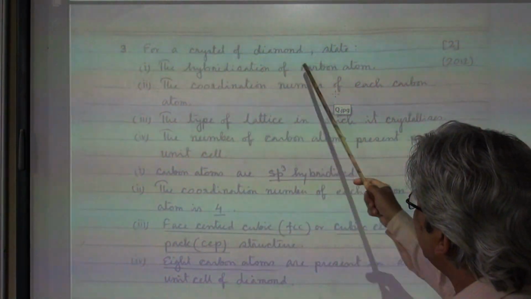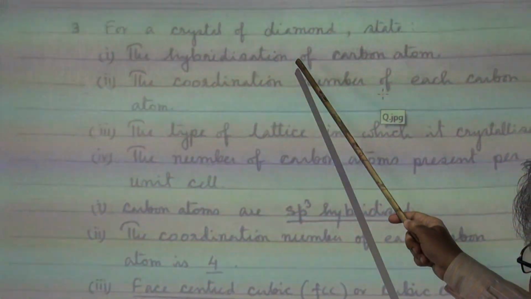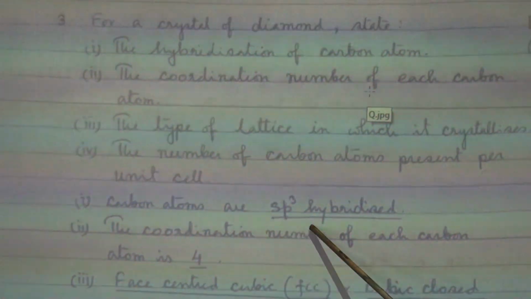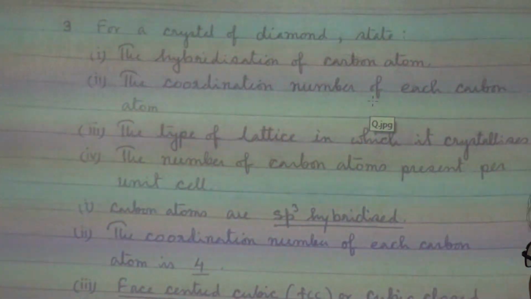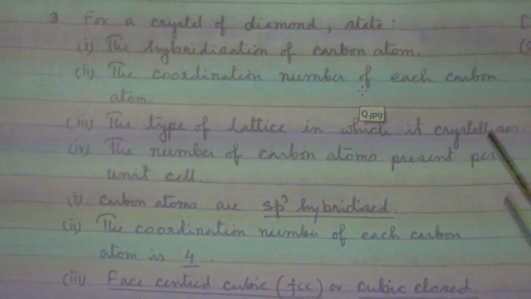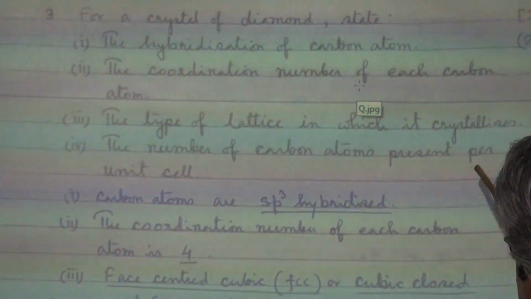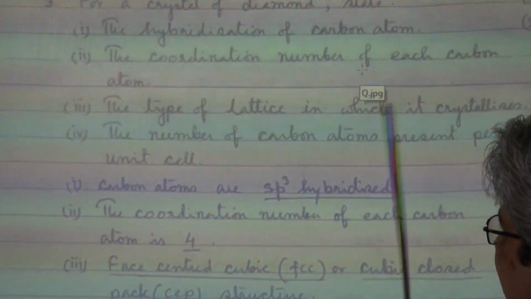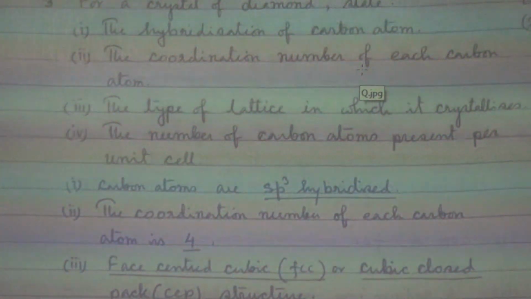Look at the question. Again, related to diamond. For a crystal of diamond, state the hybridization, I explained it, sp3. The coordination number we have already discussed. The type of lattice in which it crystallizes, already done. And the number of carbon atoms present per unit cell, that is also done earlier.